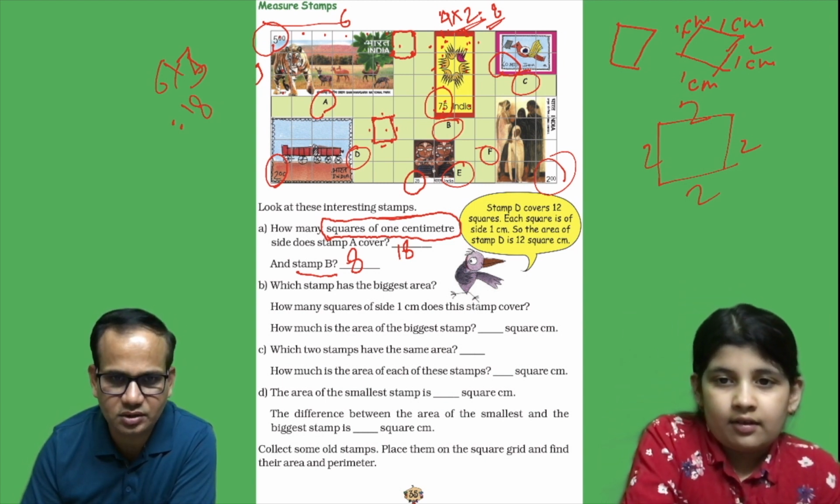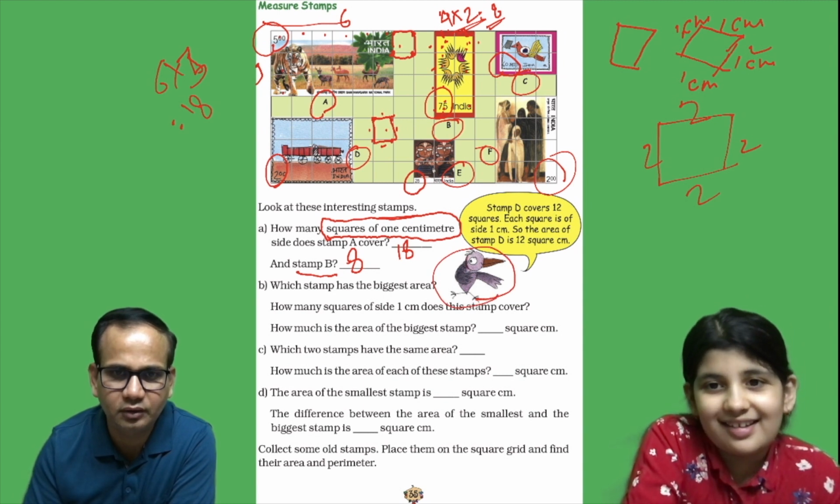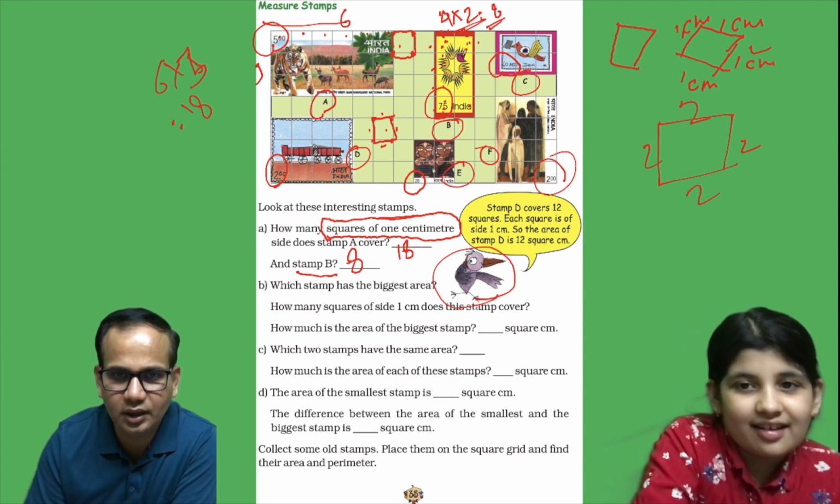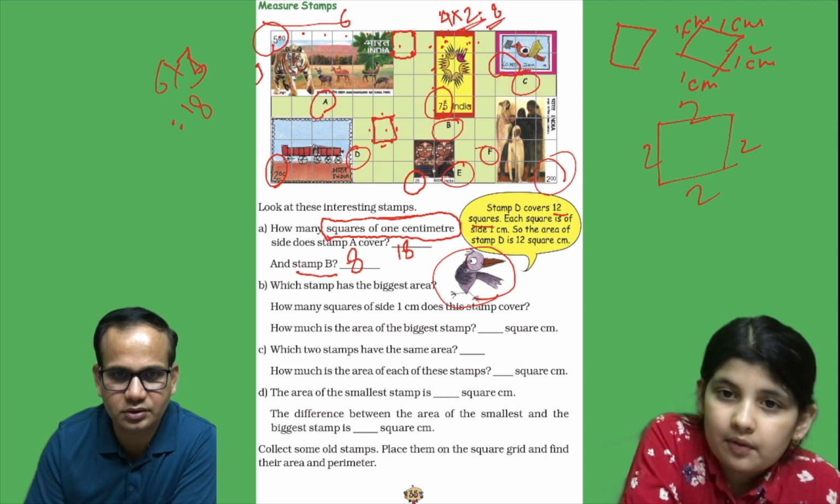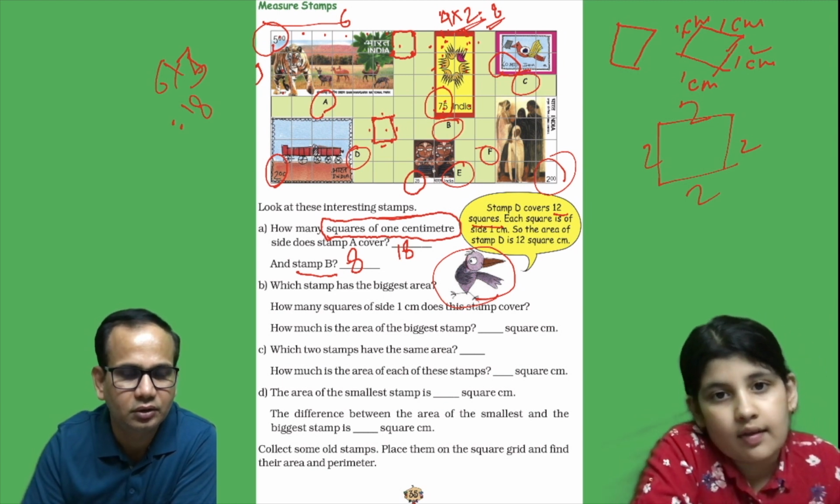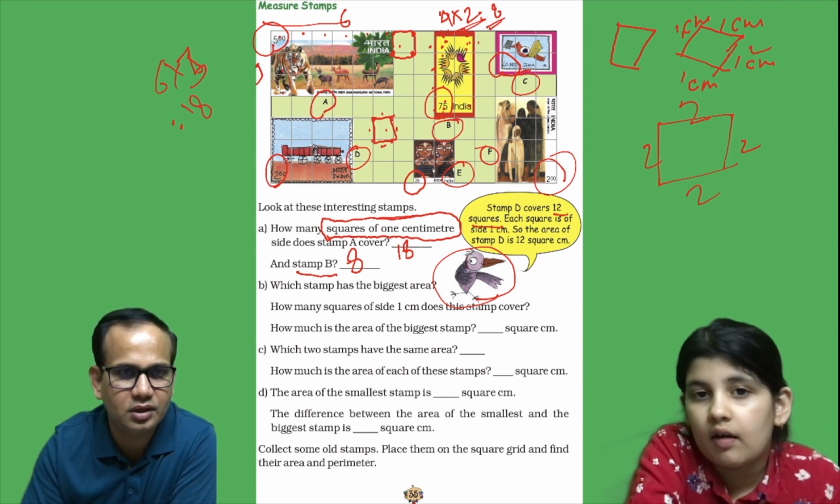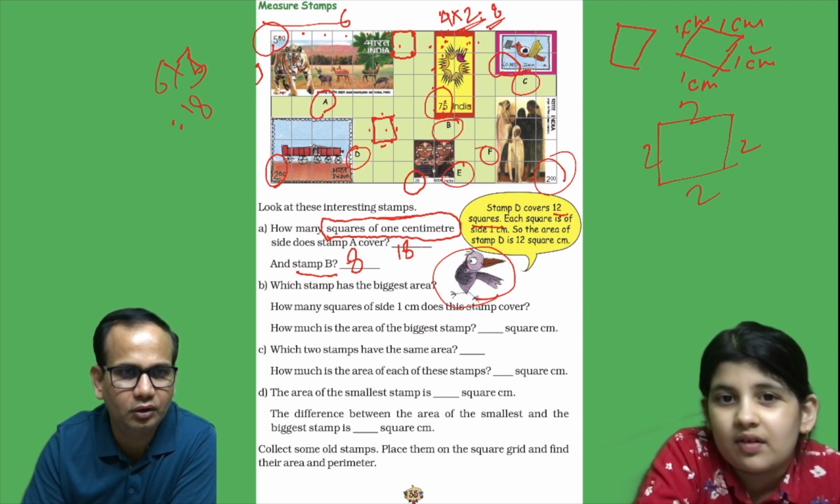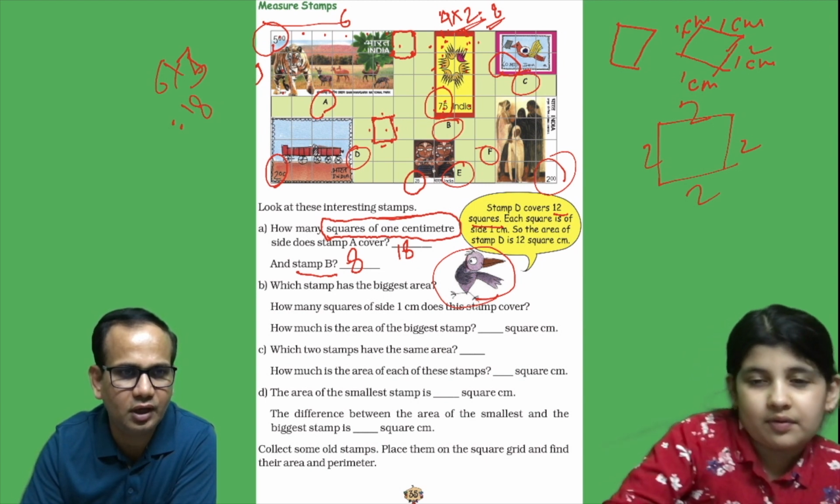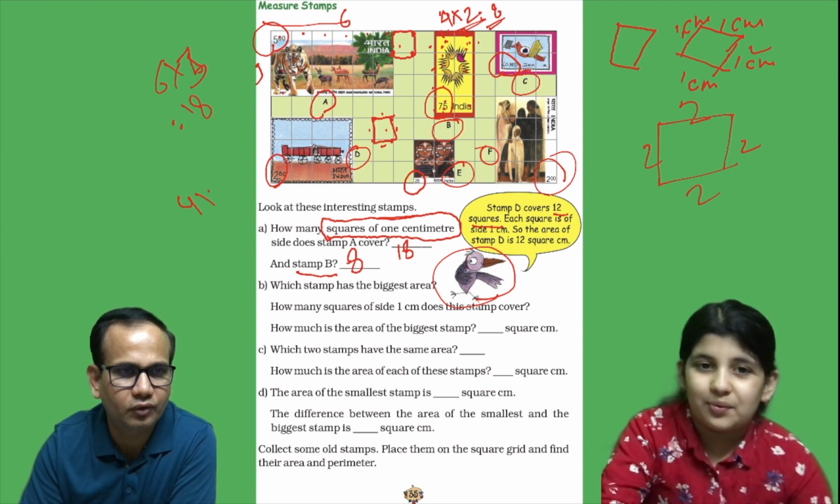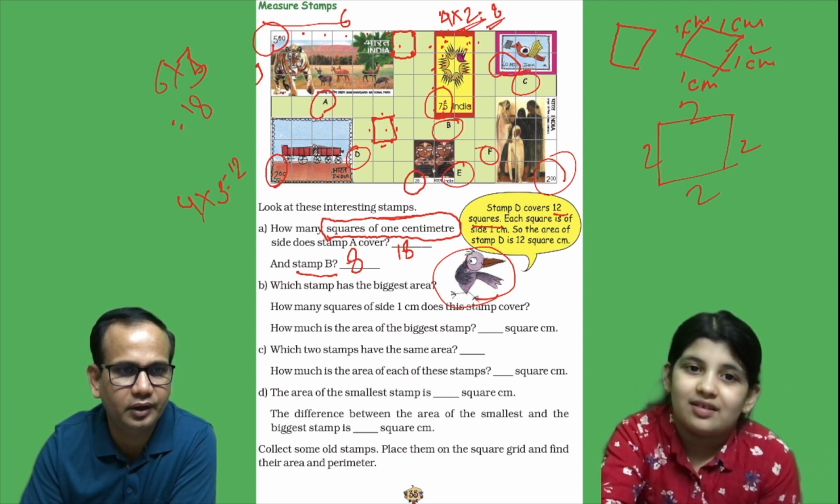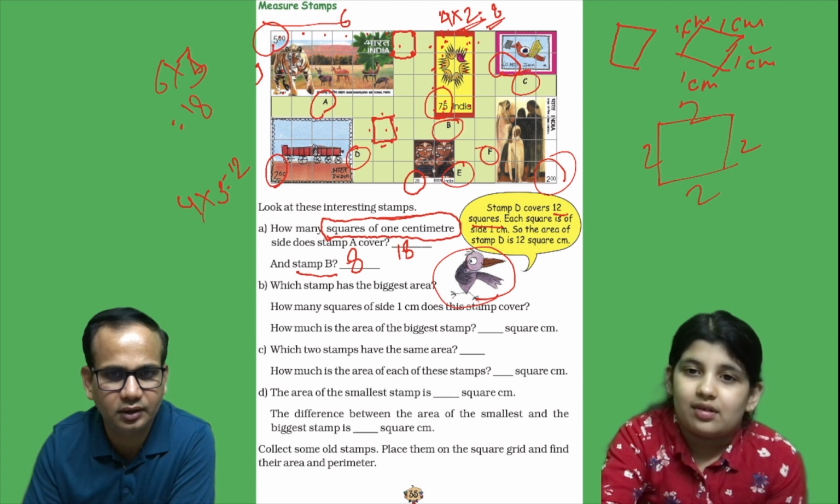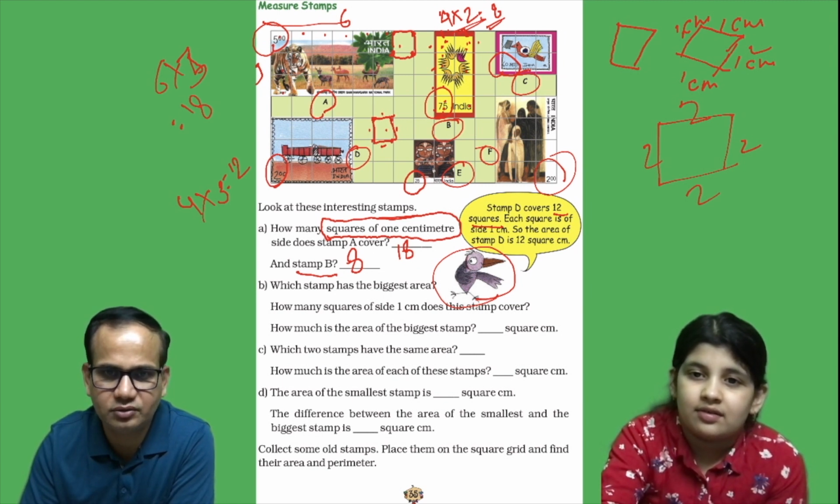I think this bird is saying something. Yeah, we'll read it. Stamp D covers 12 squares. Stamp D is here. Is it saying correctly or not? Can we count? 1, 2, 3, 4. 1, 2, 3, 4, 3 is 12. 4 this side, 3 this side, 12. Right? I think he is saying correctly. This bird is saying correct. Yes, stamp D covers 12 squares.